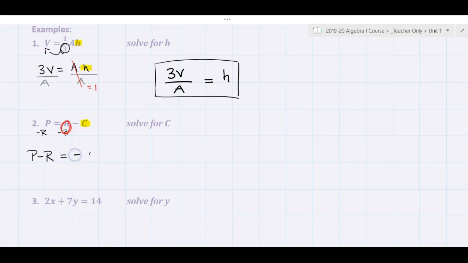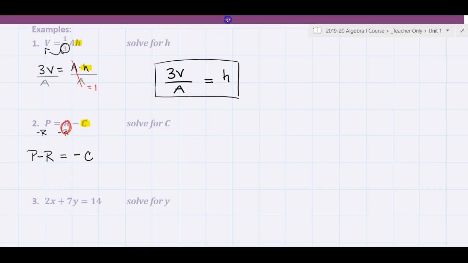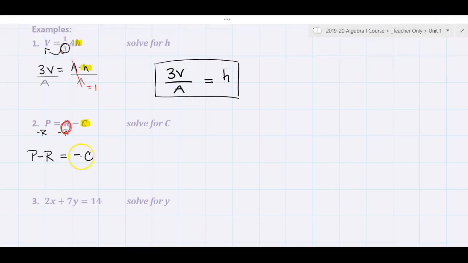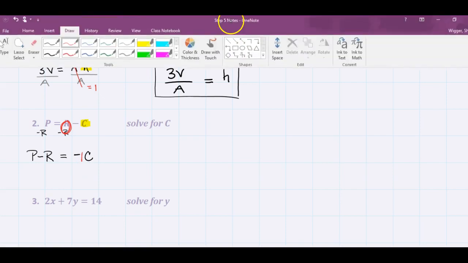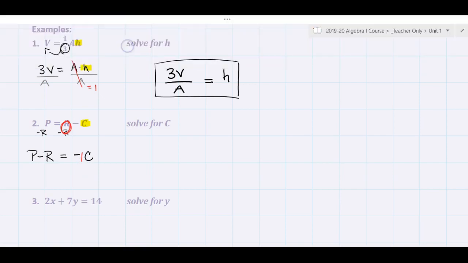equals negative c. I never moved this negative to the other side of the equation. Therefore, it is still on the right side of the equation. That is a negative 1 multiplied by c. The 1 is invisible, though it's still there. To eliminate the negative from the c, I'm going to divide both sides by negative 1.